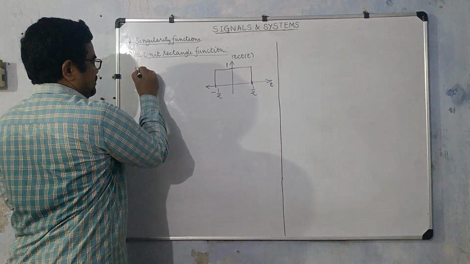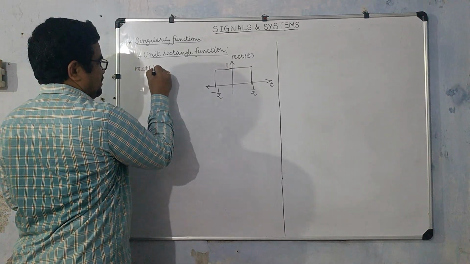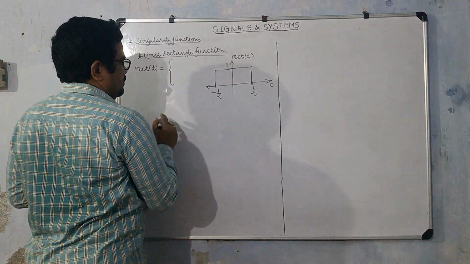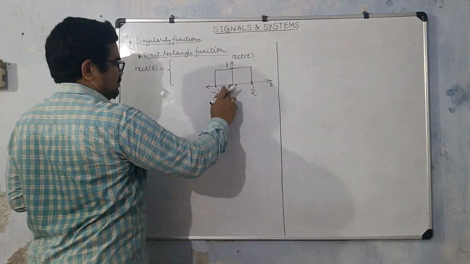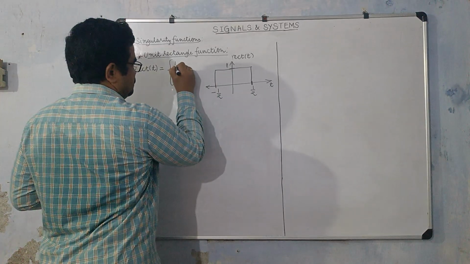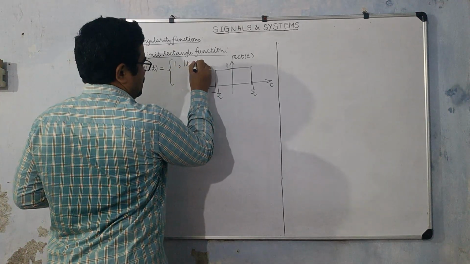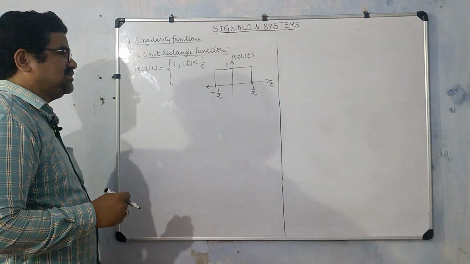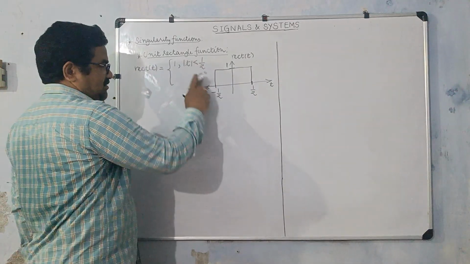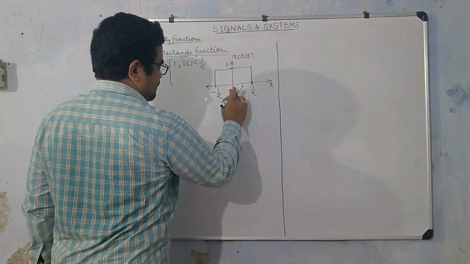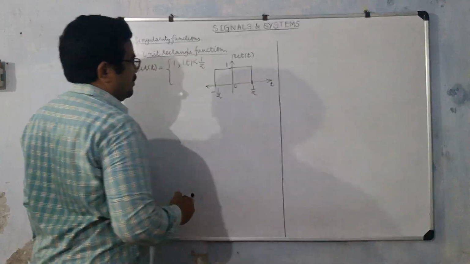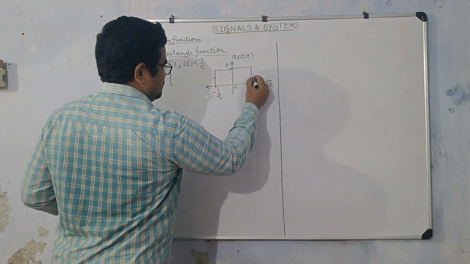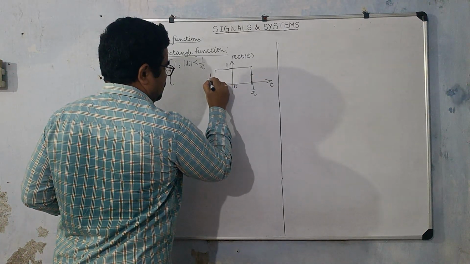So let us see the mathematical expression for this rectangle function, that is RECT of t is equal to, now outside this it is 0, inside these limits it is equal to 1. So 1 for mod t less than half. Mod t means if I remove the modulus, it is plus or minus half. So between minus half and plus half, it is equal to 1.